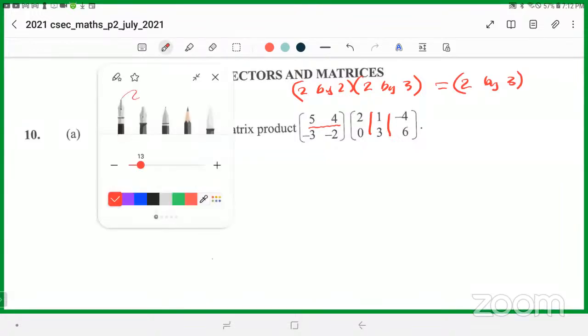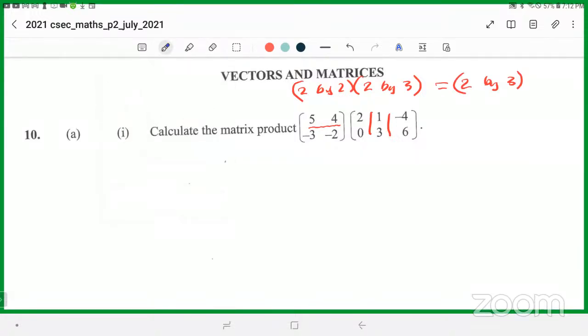So let's set it up. The answer for this is going to have 2 rows and 3 columns. So we're going to put in the values here, here, here, here, here, here. Those are the values that we're trying to calculate. All right, let's go step by step now. Remember, you take the rows from the first matrix and you take the columns from the second matrix. Ready?